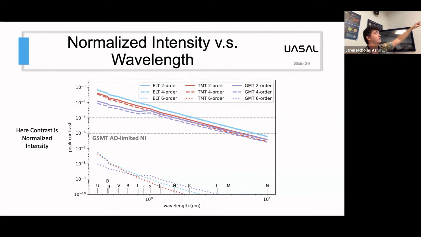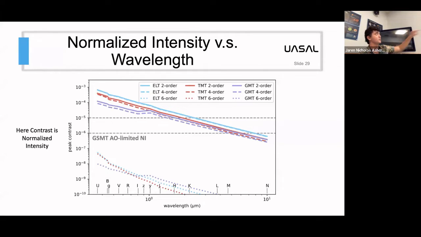The second and fourth order coronagraphs for all telescopes actually suffer quite greatly from polarization aberration, short of, depending on how you count, J through K band, because we know 10^-5, 10^-6 is what the GSMTs are probably going to be able to get to because of the limits of their AO system. But once you get to shorter wavelengths, polarization aberrations definitely start becoming an effect, wherever the peak degradation is.